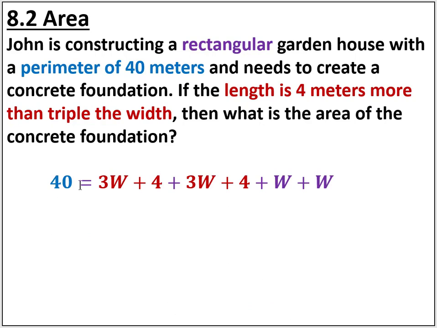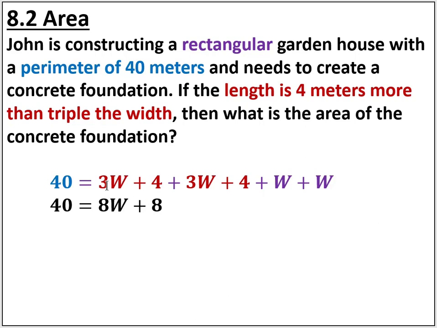So now we have 40 equals 3W plus 4 plus 3W plus 4 plus W plus W. What we're going to do is combine like terms. So we're going to combine all the W's together, and then we're going to combine all the numbers together. So 3W plus 3W plus W plus W, and then we're going to combine the 4 plus 4 on the right side of the equal sign. So what we now have is 40 equals 8W plus 8.